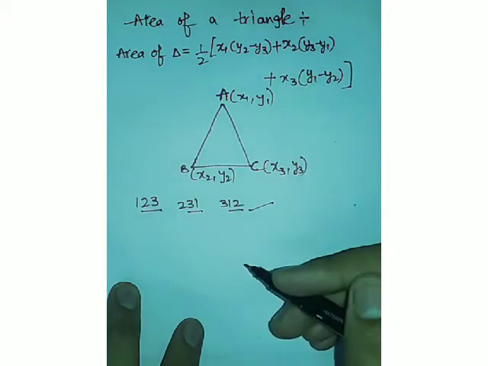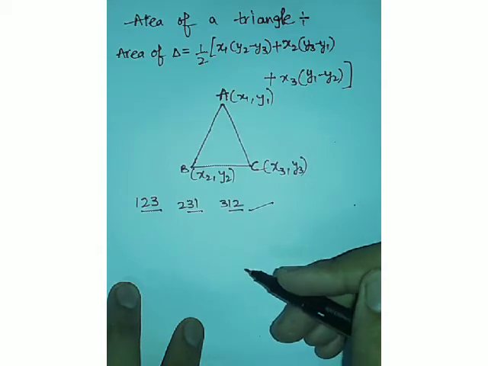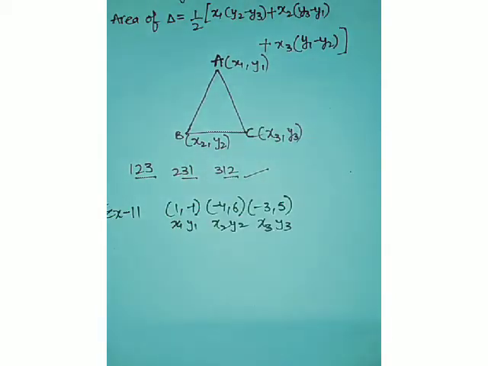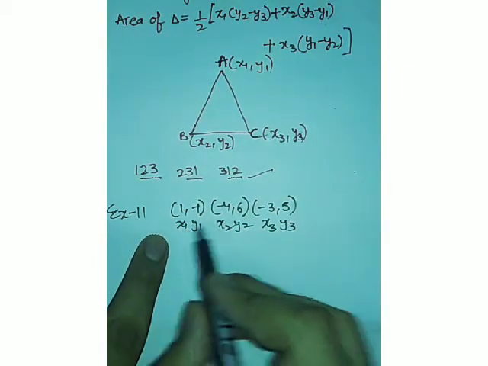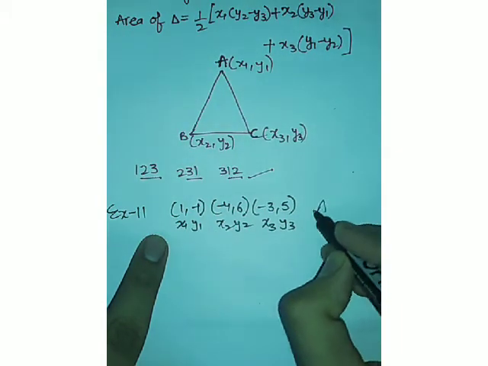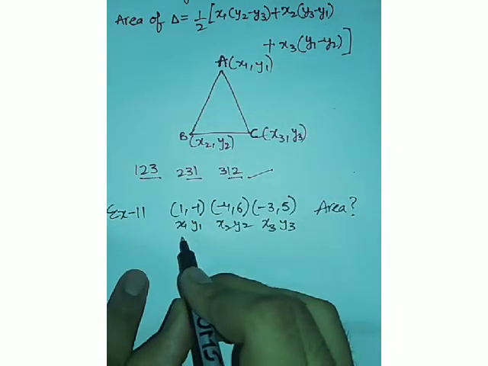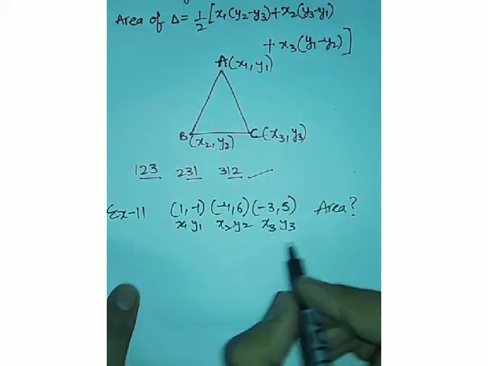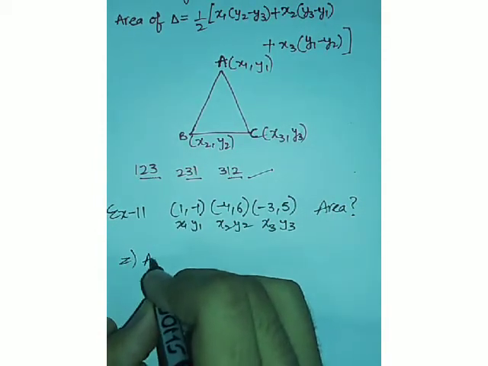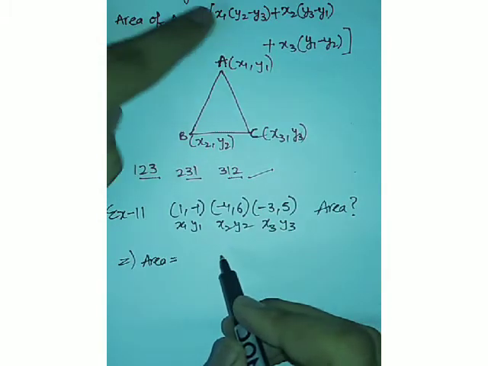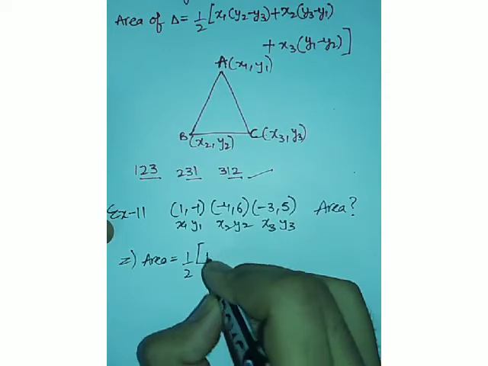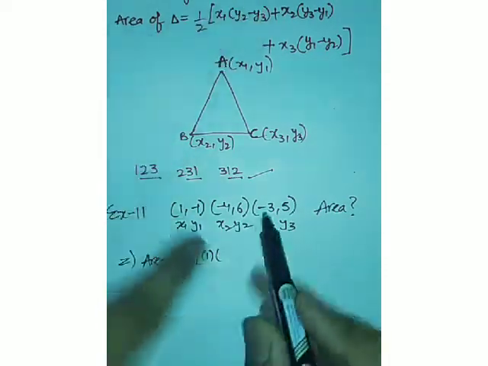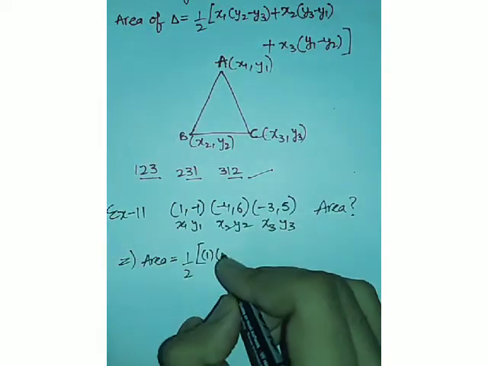So let's apply this formula to some of the examples and let's finish this chapter today. This is our very first example, example 11 of this exercise on area of a triangle. I have written the vertices of a triangle and we have to find the area of this triangle. I have also written x1, y1, x2, y2 and x3, y3 for your convenience. Simply apply the formula of area. What you will get? 1 upon 2 x1, what is x1? That is 1, and y2 minus y3, that is 6 minus 5, again 1.